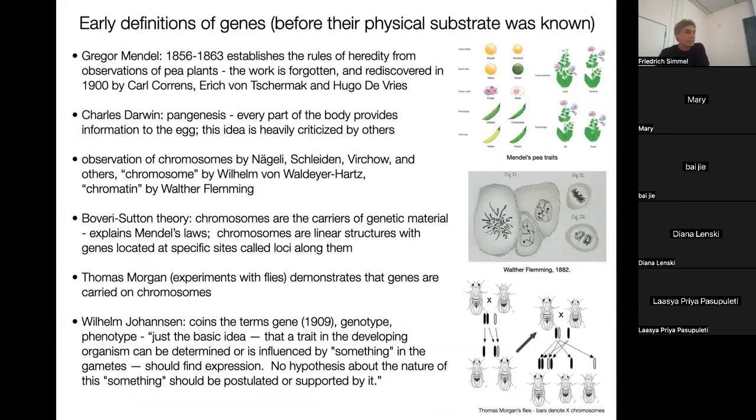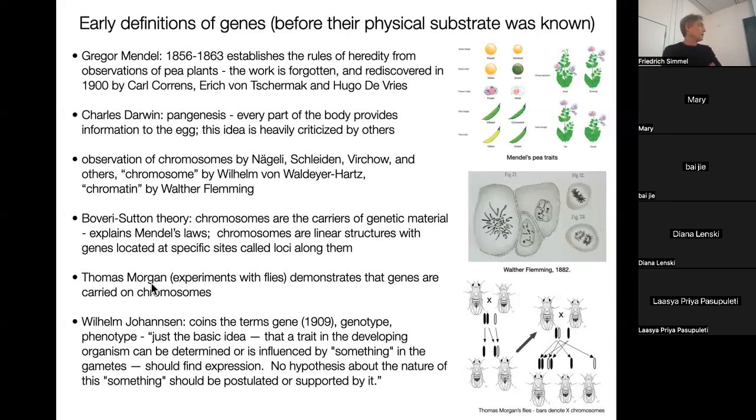It is interesting to see that at this point, of course, people didn't know that chromatin or chromosomes had something to do with DNA. But in this theory, Boveri and Sutton apparently said that these chromosomes might be the genetic material, and they can explain Mendel's laws. And the point, which many others have later studied, is that there is some process during sexual reproduction where the genetic information is mixed between two copies of the same gene, for example.